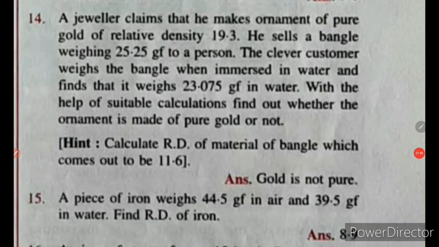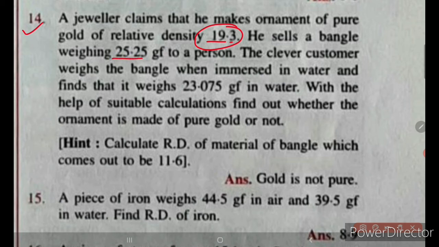Coming to question number 14, this is the longest one. A jeweler claims that he makes an ornament of pure gold of relative density 19.3. So this is the relative density of gold. He sells a bangle weighing 25.25 gram force to a person. The clever customer weighs the bangle when immersed in water and finds that its weight is 23.075 gram force in water. Now with the help of suitable calculations, find out whether the ornament is made of pure gold or not.